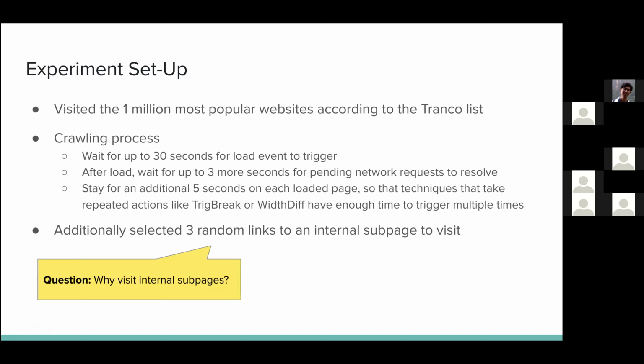So let me repeat the question. When we are crawling the website, we have some routine there. For example, we need to fully load the web page. Additionally, according to the paper, the authors will select 3 random links to an internal subpage to visit. What is the reason we choose internal subpages instead of external hyperlinks here? Anyone want to have a try?